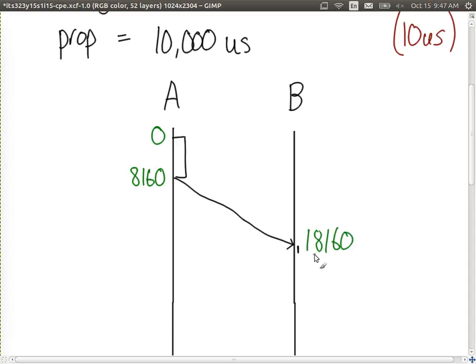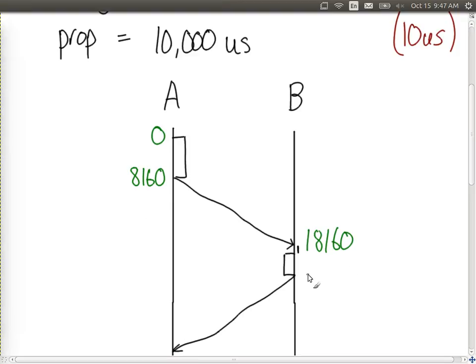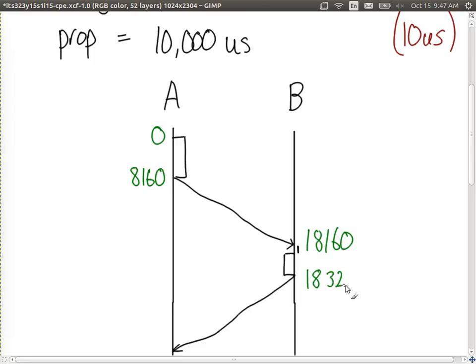So even though I cannot draw to scale, you can try to see that in this case, with a larger propagation delay, it's going to take longer for the data to get there and eventually longer for the ACK to come back. We'll process for just one, transmit an ACK, and then it's going to propagate back. 8160 plus 1 for processing plus 160 brings us to this time, plus another 10,000 to get back.